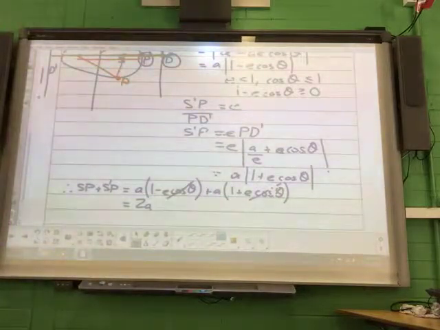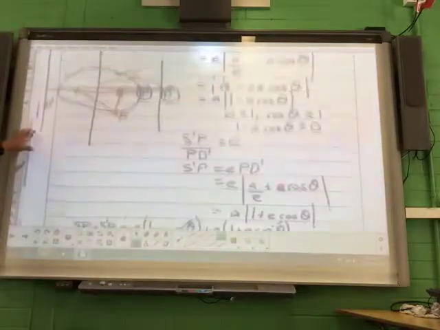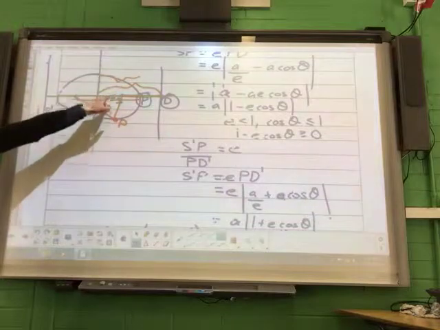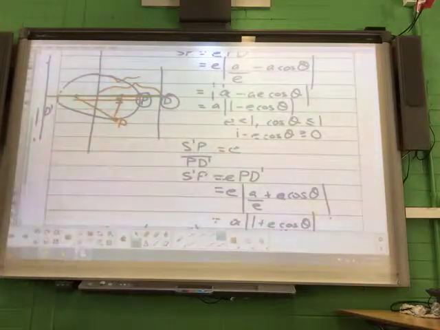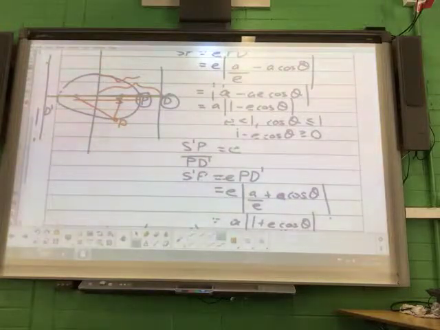So you pick any point P on your ellipse, any point at all, and the sum of the distances from the foci to that point will always be 2A, no matter where you put that point around your ellipse. That is the handy property for you guys to keep in mind.